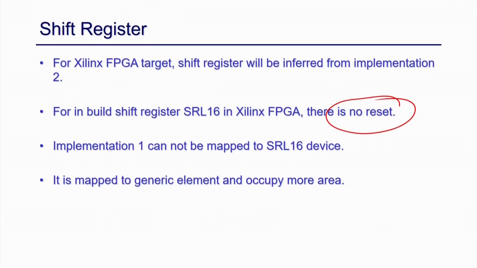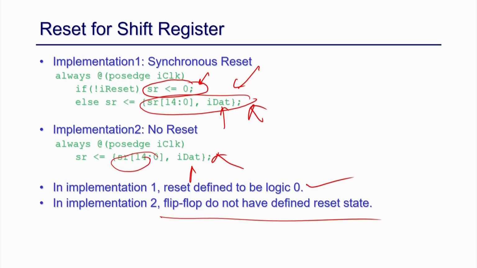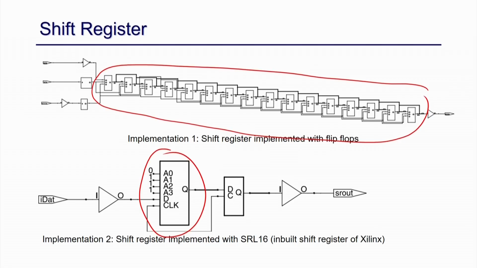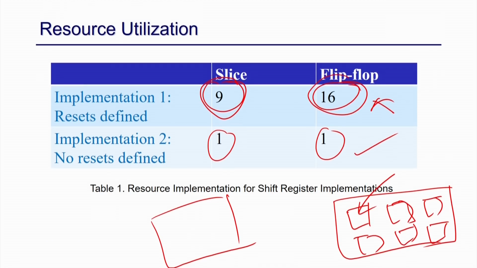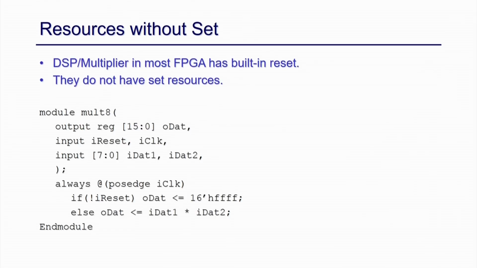So, sometimes we do not care about this, sometimes you need this, but most of the time I do not have a defined reset state, because it does not matter to your design. So, probably this is a better choice, because that will result in finding a SIP register instead of mapping it to the normal registers of your FPGA. Okay. So, I will move on to the next issue, like in DSP, resource without set.